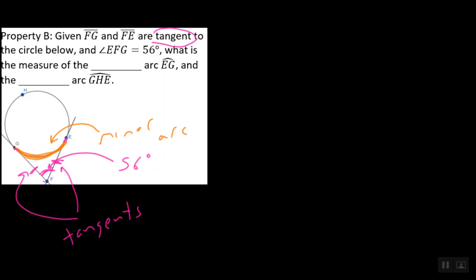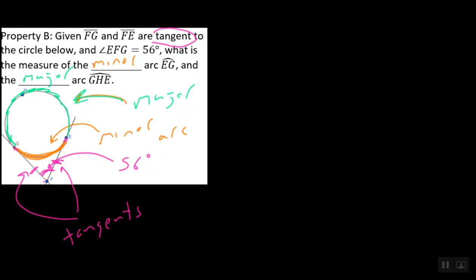Whenever you have a piece of a circle, but it's the smaller piece, we're going to call that the minor arc EG. And if that's the minor arc, well, guess what? Then this other part right here, in fact, let me use a different color, if it's the majority of the circle, well, we call it the major arc.